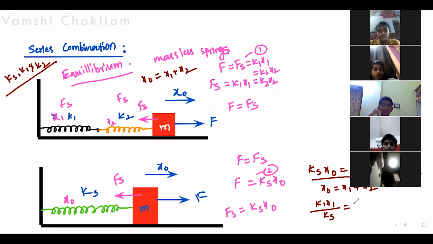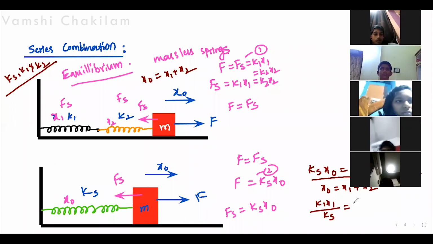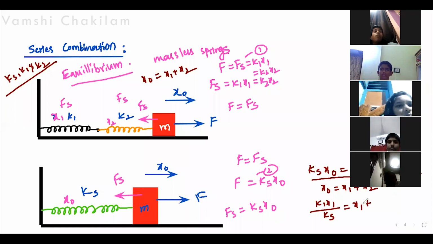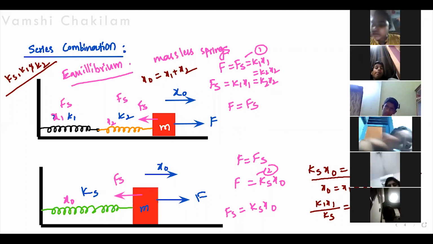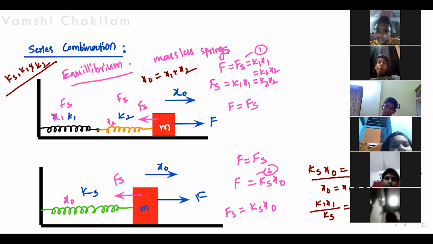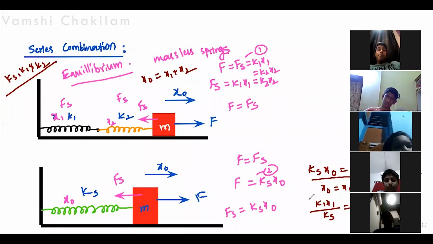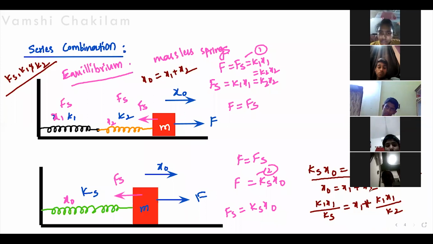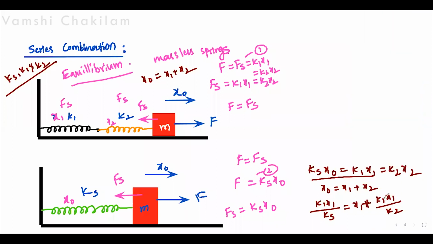Am I right or wrong? Right, sir. X1 I am keeping as it is. Why I am keeping x1 as it is means I want to introduce total x1 terms, I want to cancel x1. What is x2 here? K1 x1 by K2. Got it? So from this we can write it here. X1 gets cancelled or not? What will we get? K1 by Ks is equal to 1 plus K1 by K2.